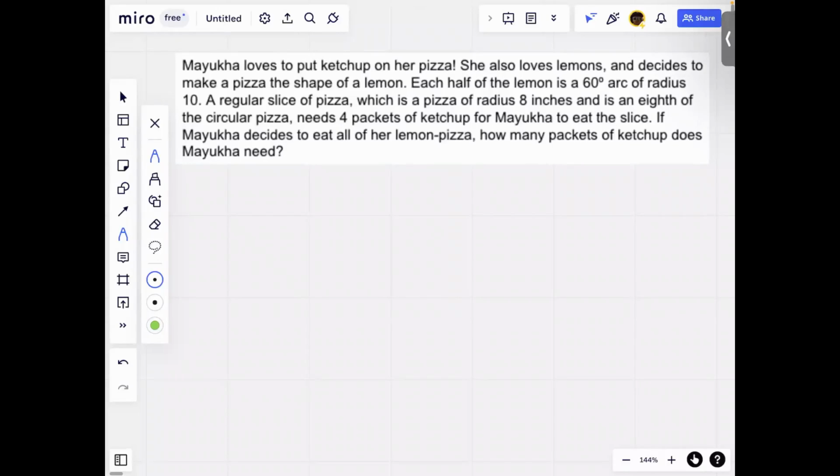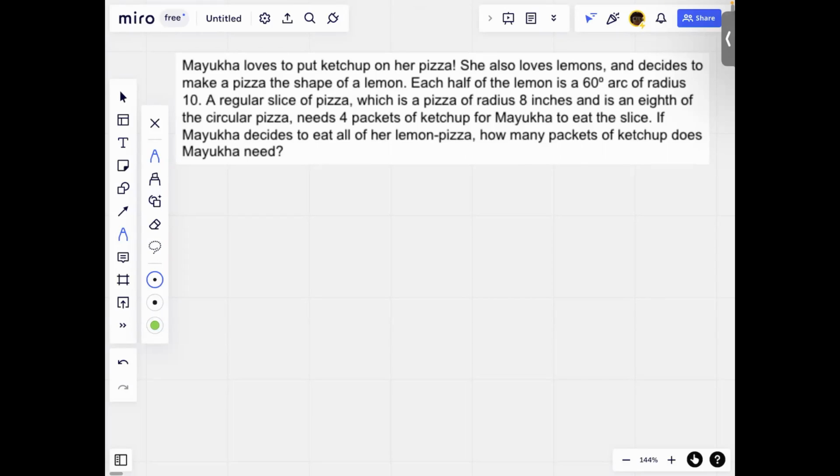So, the problem says, Mayuko loves to put ketchup on her pizza. She also loves lemons and decides to make a pizza with lemon. Each half of the lemon is a 60-degree arc of radius 10. A slice of pizza, which is a pizza of radius 8 inches, is an eighth of the circular pizza, and needs 4 packets of ketchup for Mayuko to eat this slice. If Mayuko decides to eat all of her lemon pizza, how many packets of ketchup does Mayuko need?